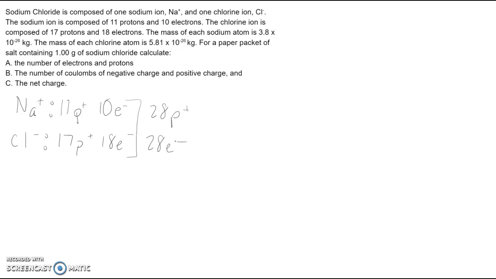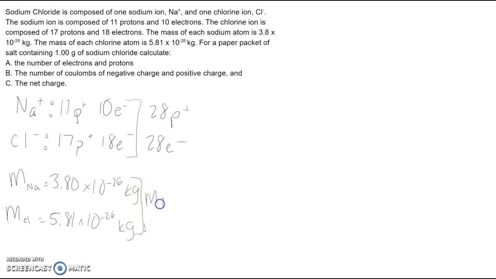We're also told the mass of sodium is 3.80 times 10 to the negative 26 kilograms, and the mass of chlorine is 5.81 times 10 to the negative 26 kilograms. My pen's writing way bigger than I want it to, but whatever. Together, one molecule of sodium chloride has a total mass, which I'll write as M total. Adding these two numbers, we get 9.91 times 10 to the negative 26 kilograms. You can use your calculator to verify that.